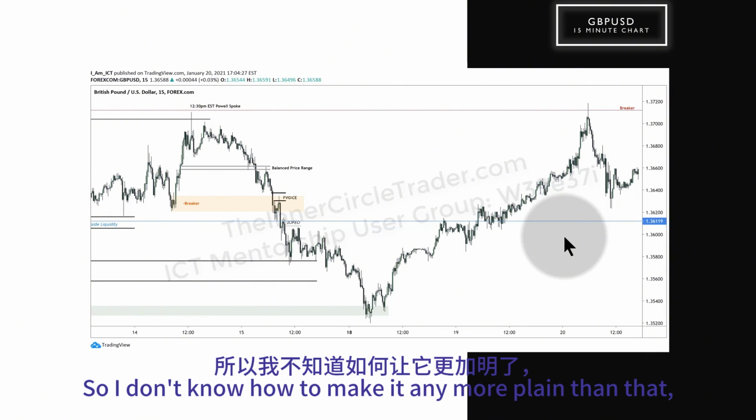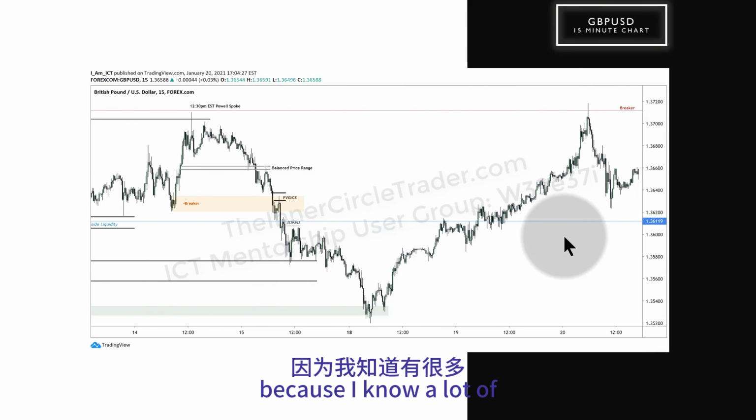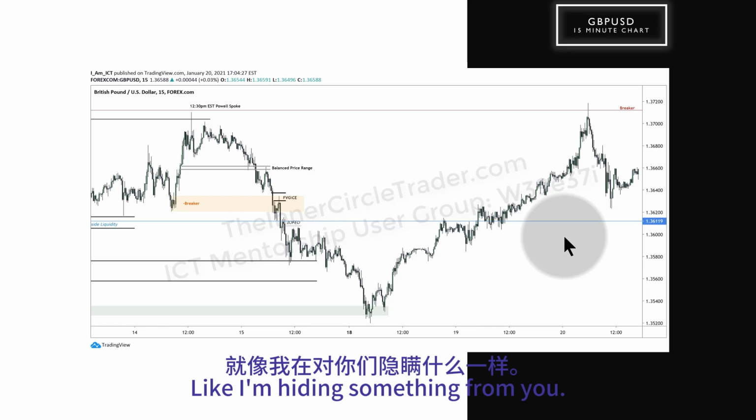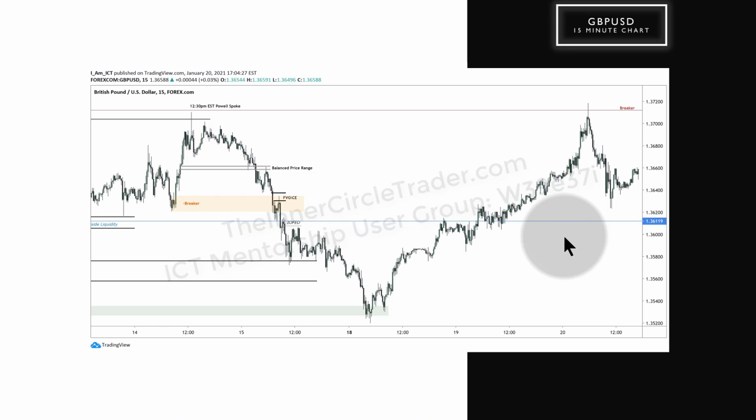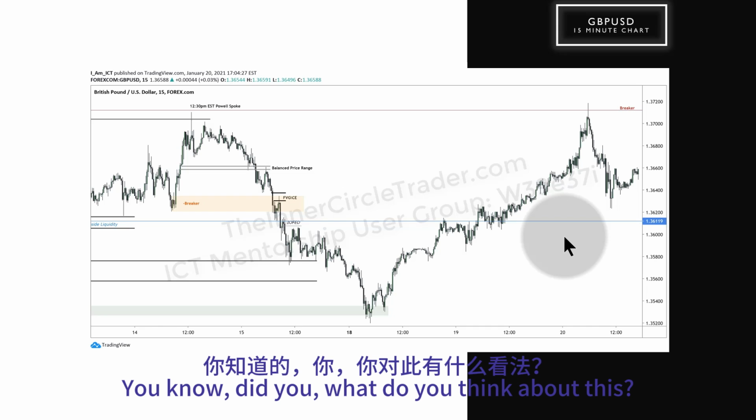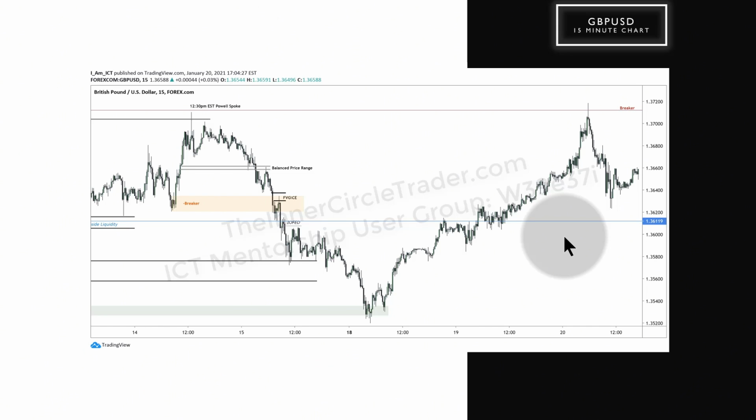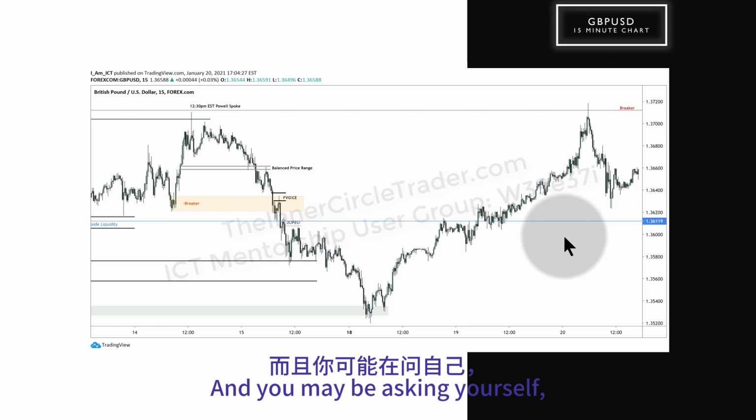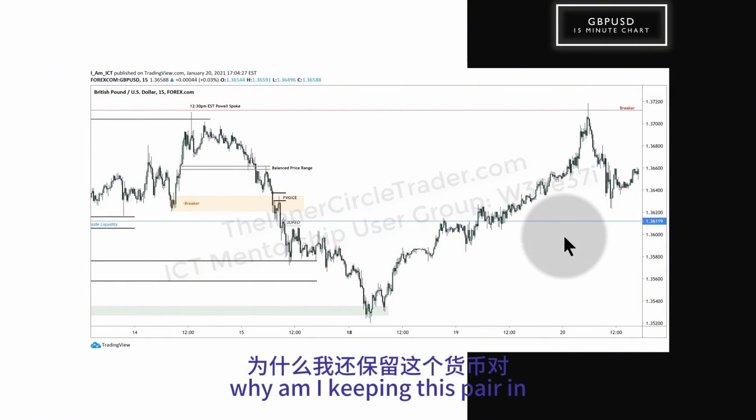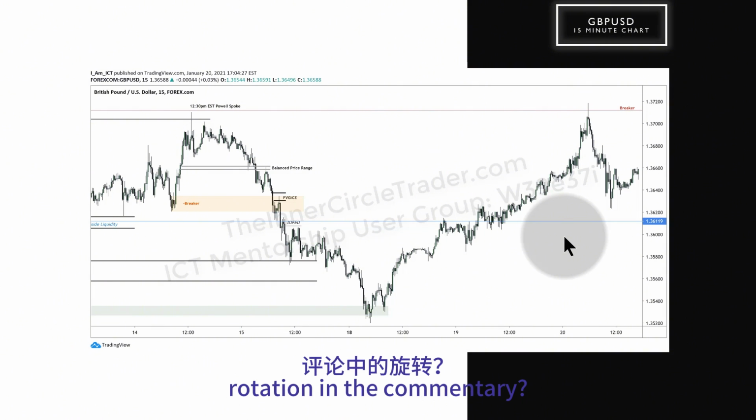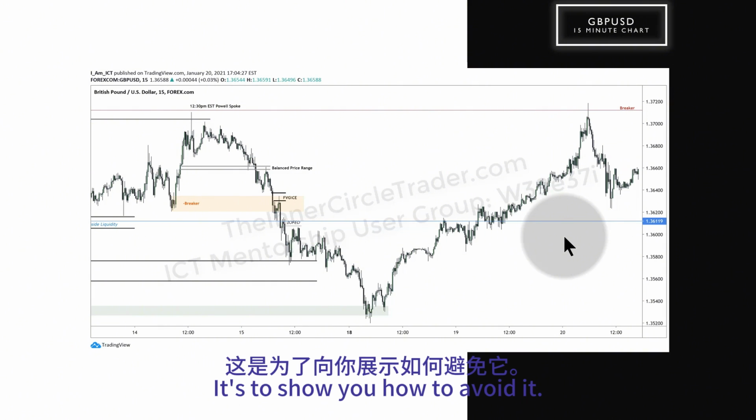Okay, so I don't know how to make it any more plain than that, because I know a lot of you are still trying to send me questions like I'm hiding something from you. You ask me about cable, like, what do you think about this? Am I on the right path here? I'm not willing to touch this pair. I'm not. And you may be asking yourself, why am I keeping this pair in rotation in the commentary? It's to show you how to avoid it.